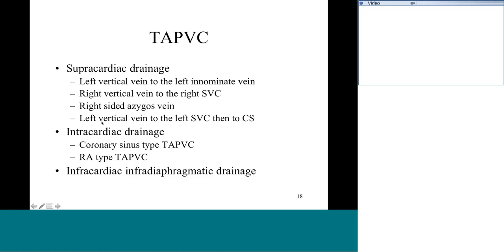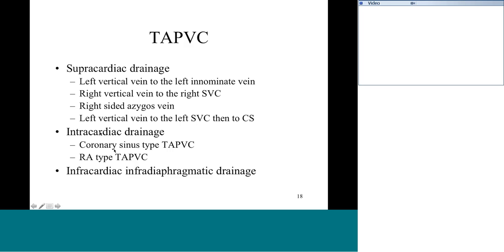Sometimes it will be a left vertical vein which ascends up but drains into the LSVC and then finally drains into the coronary sinus. So for a supracardiac drainage, it should be above the heart, and so there are only two possibilities. One is into the right superior vena cava or into the left superior vena cava. And if it is into the left vertical vein, it can drain through the left innominate vein or through the coronary sinus back into the right atrium itself. Or it can be a right vertical vein going to the right superior vena cava or right-sided azygos.